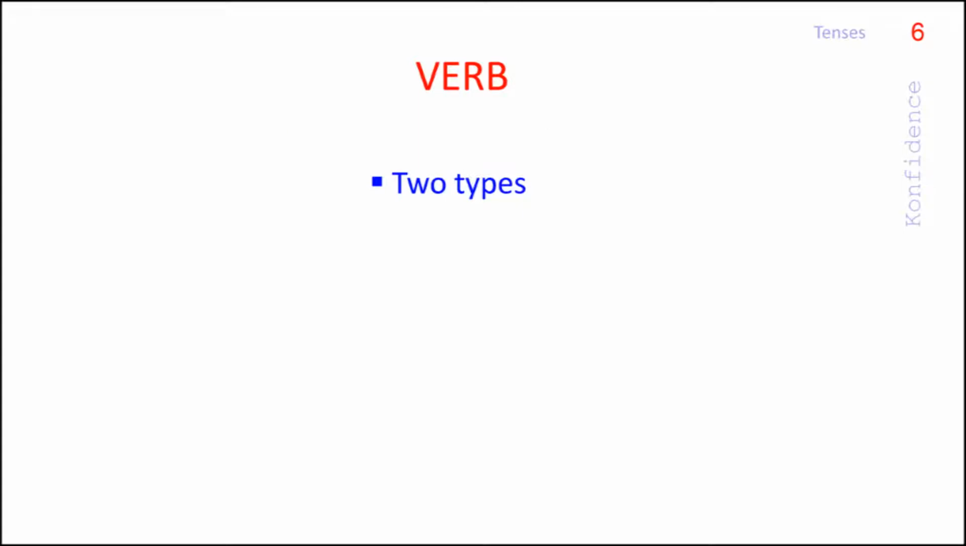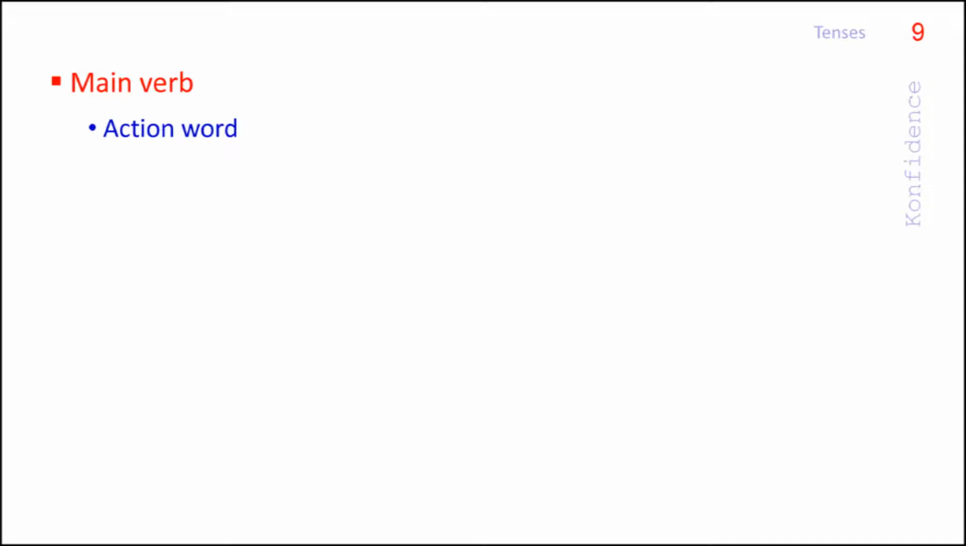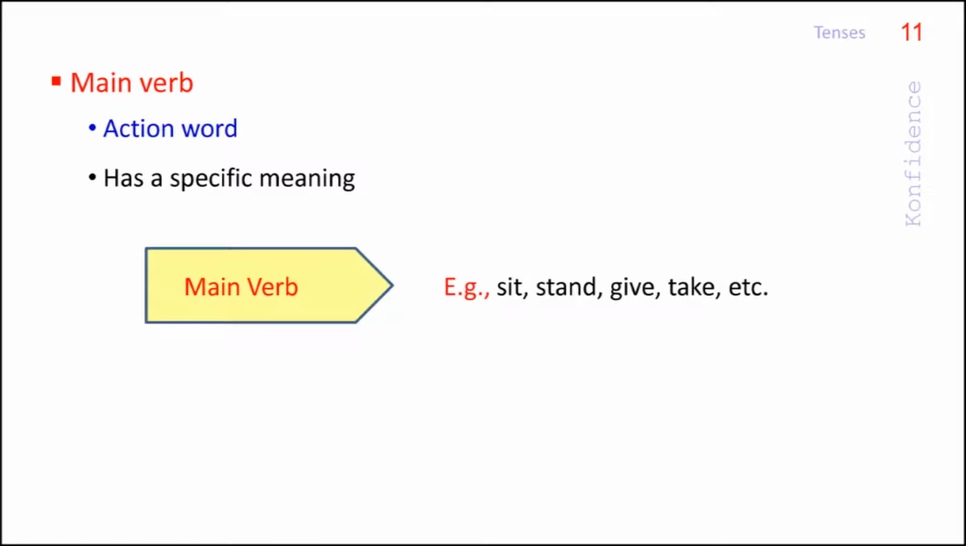Verb is an integral part of a sentence. There are two types of verbs, main verb and auxiliary verb. The main verb is an action word. It tells us what an action is. It has a specific meaning. Look at the examples. They give us a clear idea about the nature of an action. There are umpteen number of main verbs.